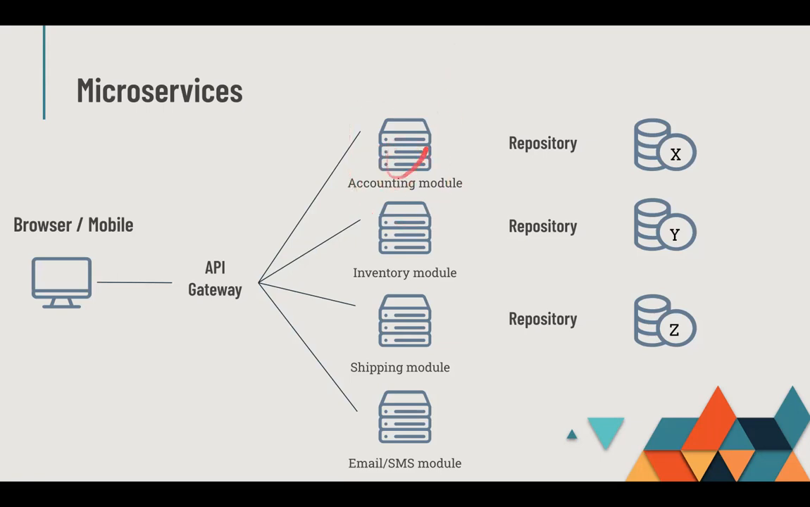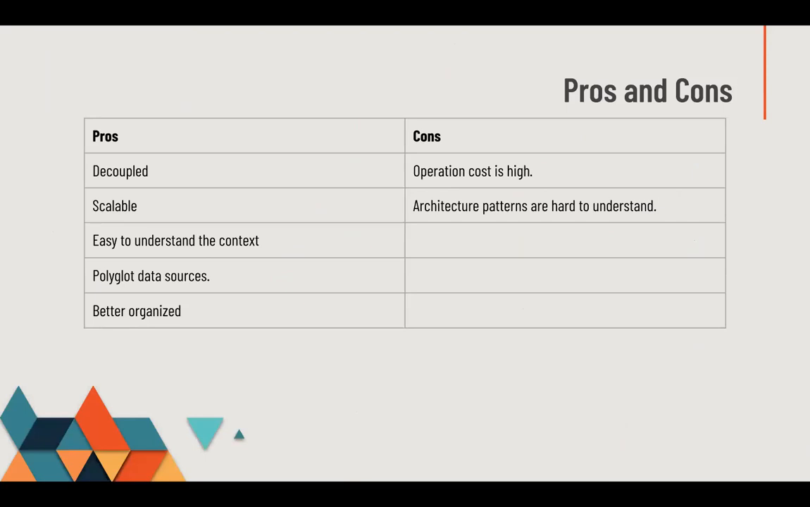It is independent from the location, it is independent from the framework, polyglot data sources. So there are a lot of pros coming into the microservice era. So what are the cons of this? If it is so good, why don't we do everything in microservices?